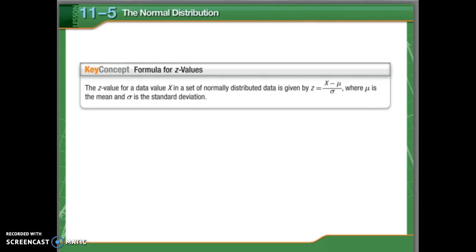Okay, next we have the key concept for finding a z-value. It says the z-value for a data value x in a set of normally distributed data is given by the formula z equals x minus mu divided by sigma, the standard deviation. So essentially, it means if you are given a value x in a scenario and you subtract the mean from it and then divide by the standard deviation, you get the z-score.